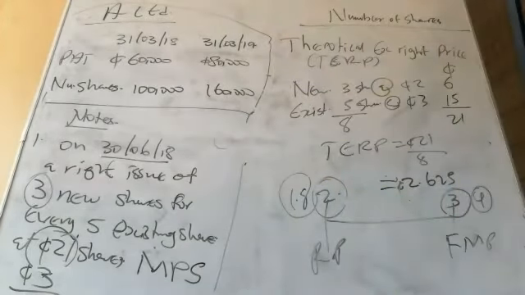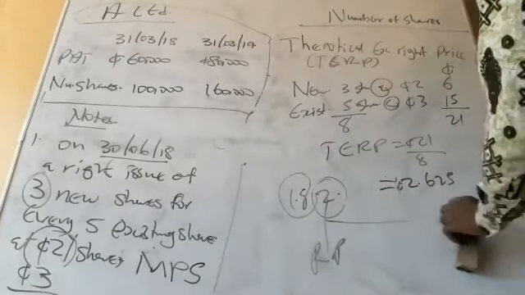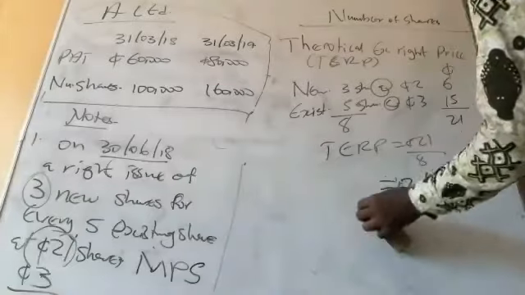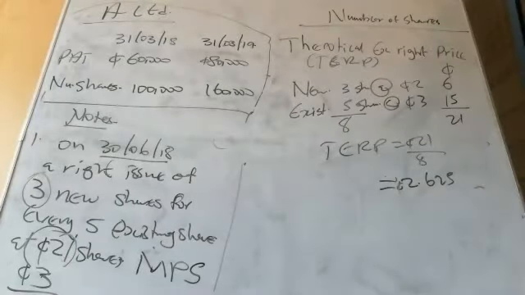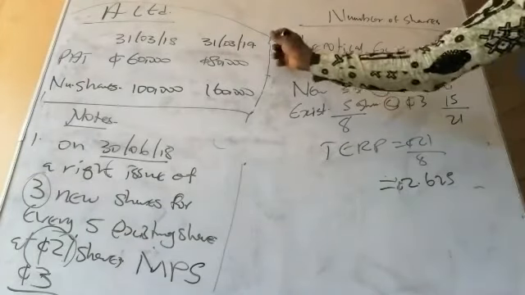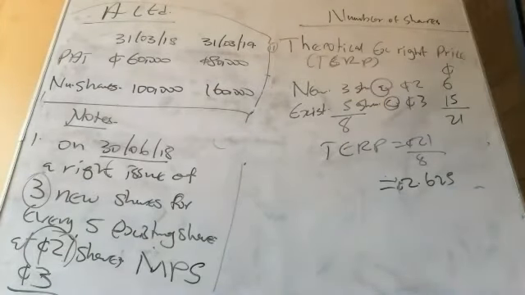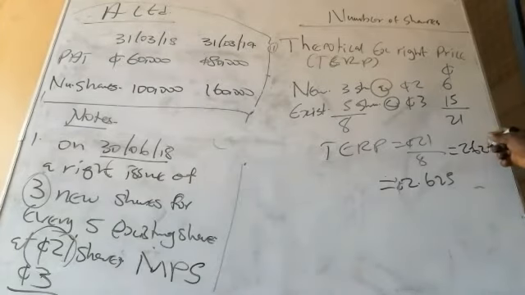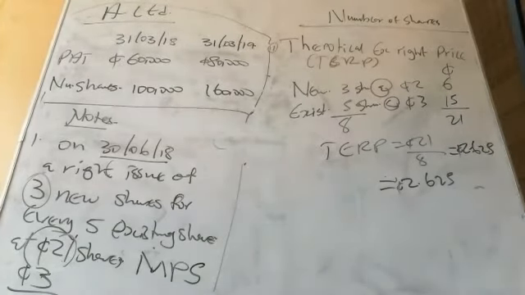Okay. Now let's continue the game. Now, another feature about the TEP is that right after the right issue, the market price of the shares is the TEP. That's all. So right after the right issue, the market price of the shares is what? The TEP. So that is it. So 2.625 Ghana cedis per share. So now let's continue the game.